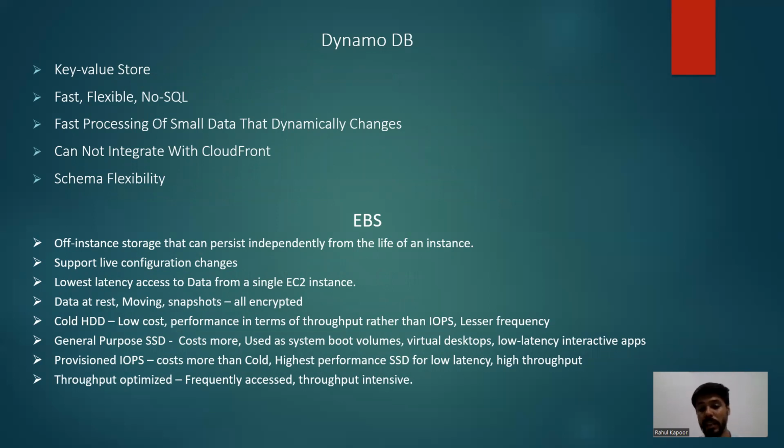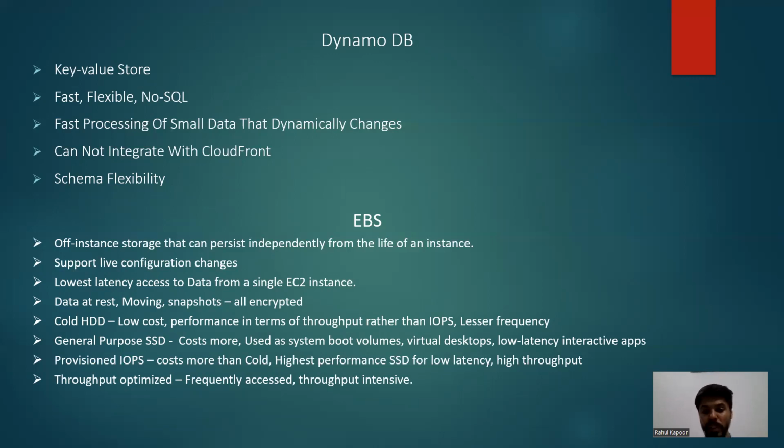Okay, Elastic Block Store, also called EBS volume, it's an off instance storage. मतलब अगर instance terminate हो गया, बंद हो गया, inactive हो गया, EBS storage will still be there. Okay, and you can make live changes. Okay, आप इस EBS के साथ you can create some live changes without disturbing any of your instance. Okay, lowest latency access to data from a single EC2 instance. अगर आपका सिंगल EC2 इंस्टेंस है, उस केस में it will give you the lowest latency.